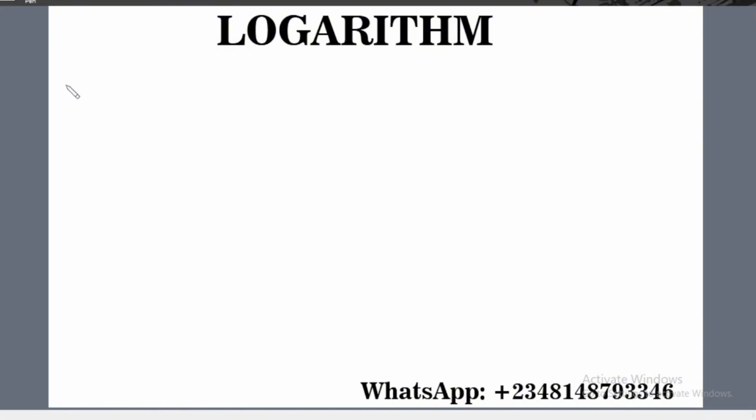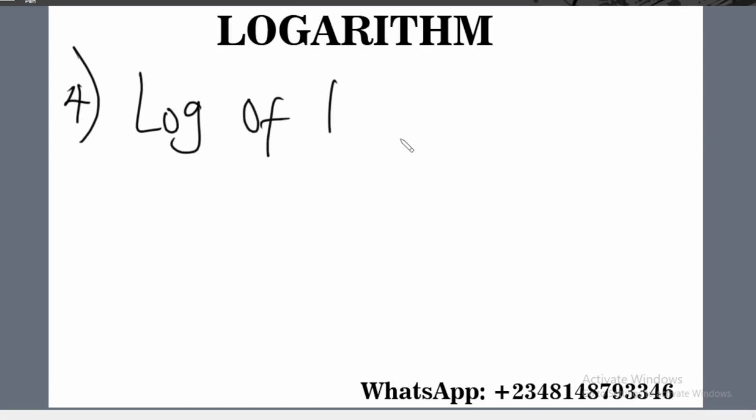So now let's look at the fourth law. Log of 1 is 0. The log of 1 to any base is 0, except that the base is 0.